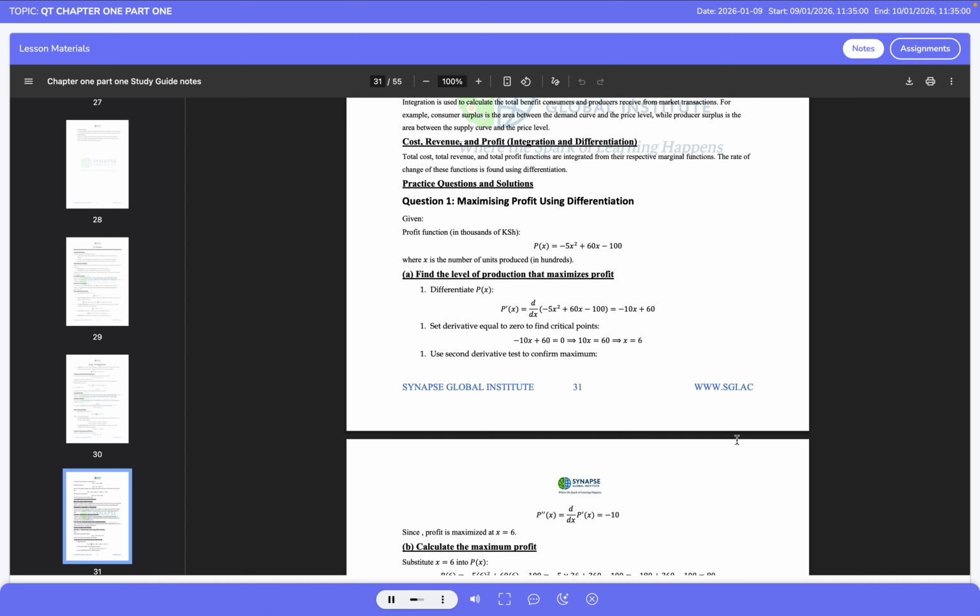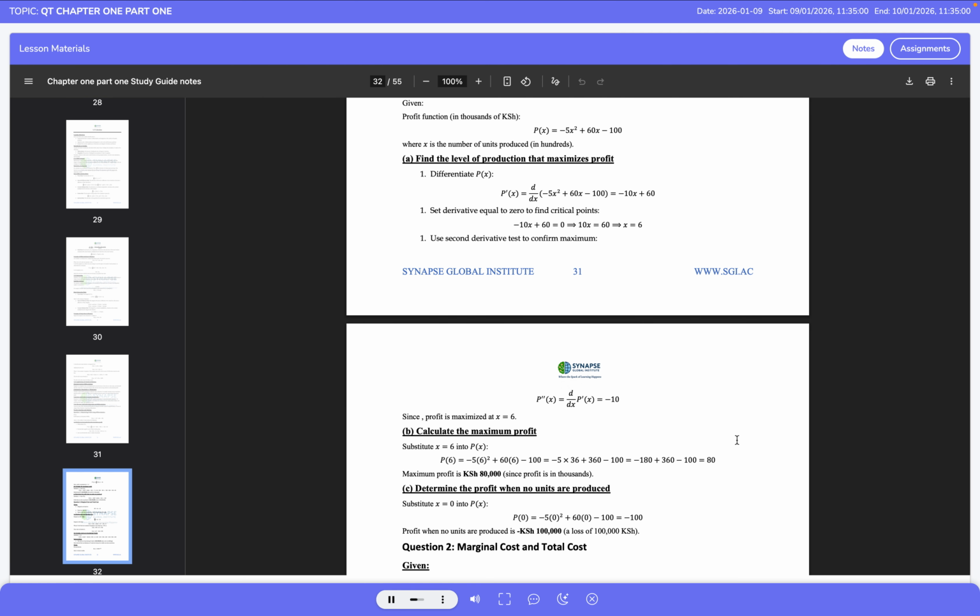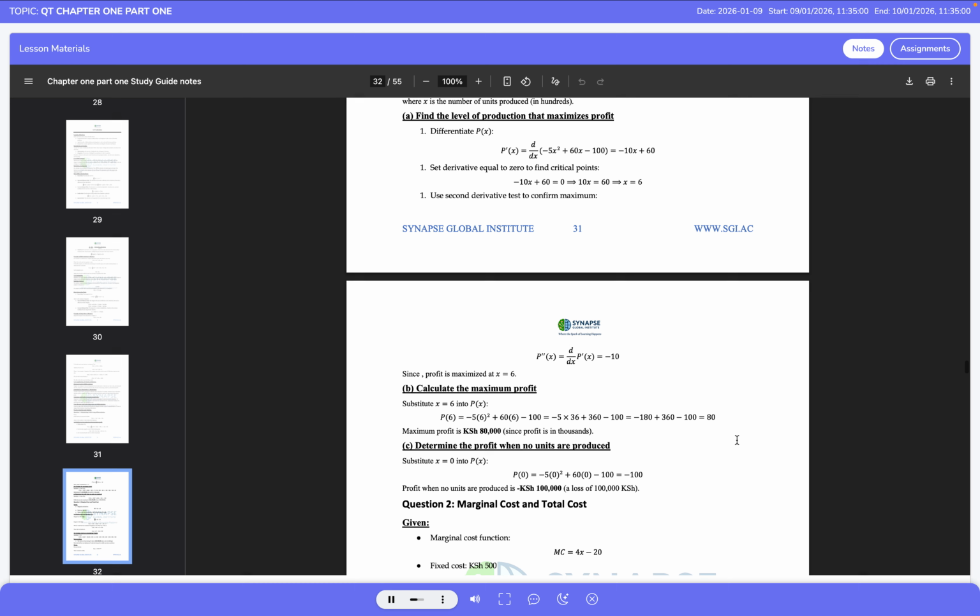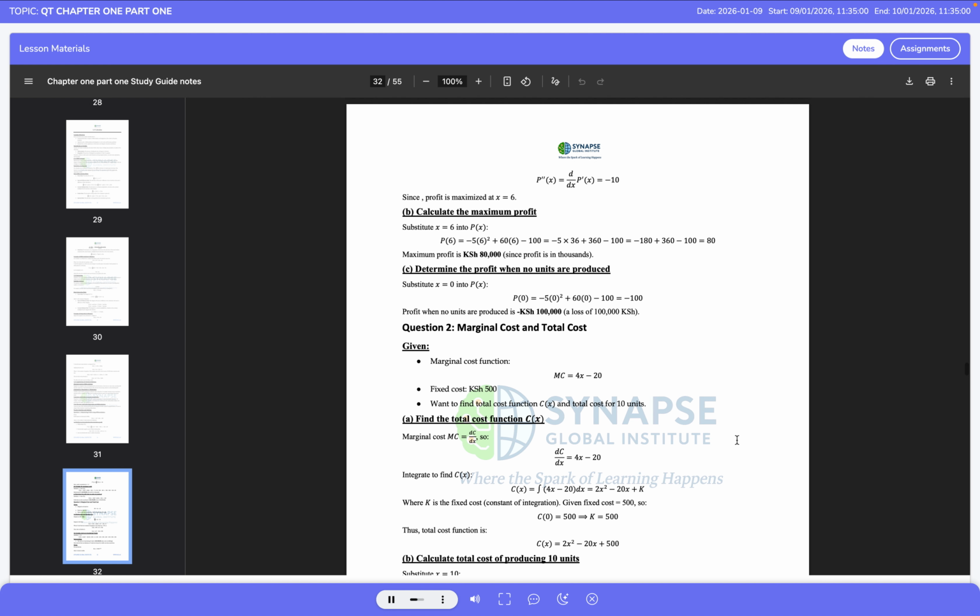Setting this equal to 0 gives 10x equals 60, so x equals 6. The second derivative is negative 10, which confirms that this point is a maximum. Substituting x equals 6 into the profit function gives negative 5 multiplied by 36 plus 360 minus 100, which equals 80. This means the maximum profit is 80,000 shillings.